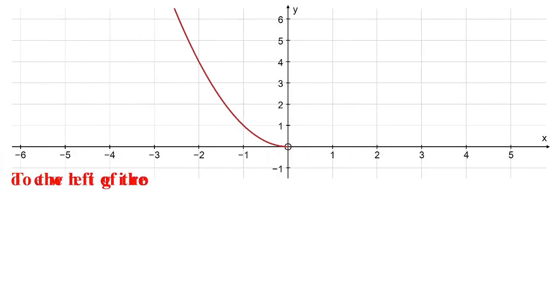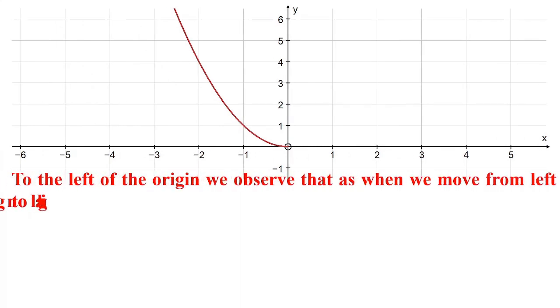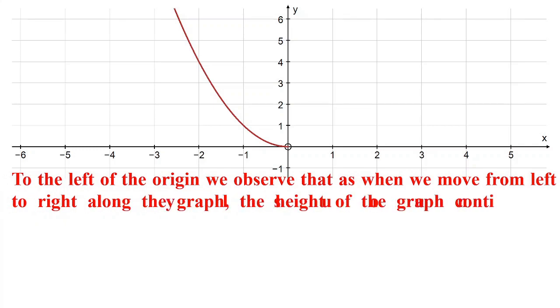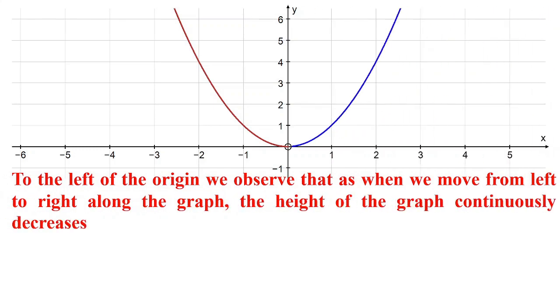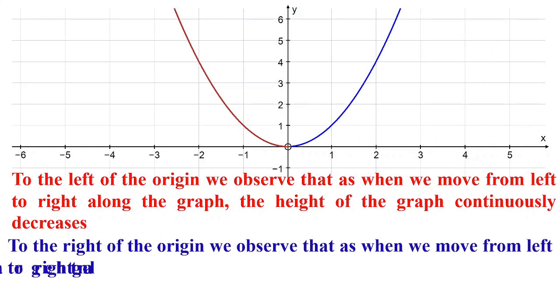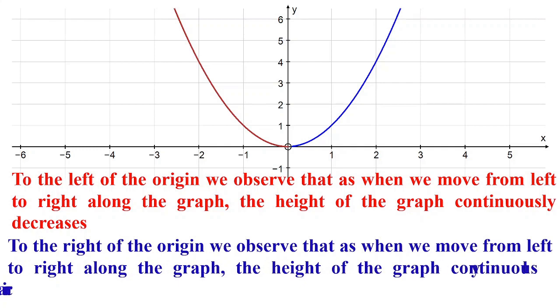Therefore, to the left of the origin, we observe that when we move from left to right along the graph, the height of the graph is continuously decreasing, it is coming down. And when you go to the right side of the origin, we observe that when we move from left to right along the graph, the height of the graph continuously increases.